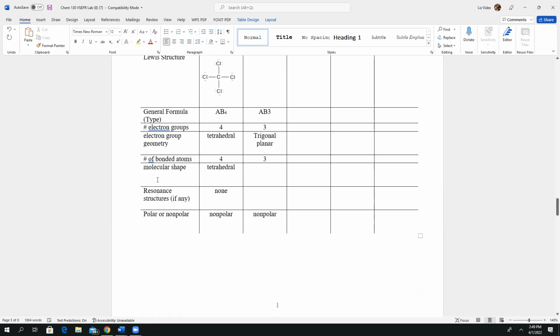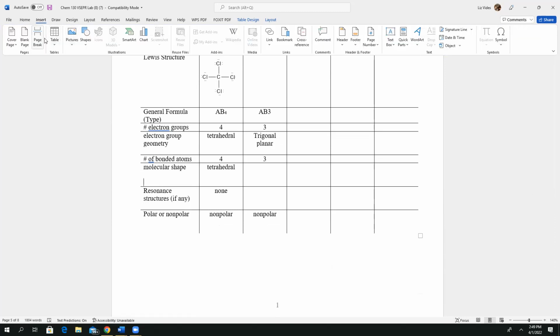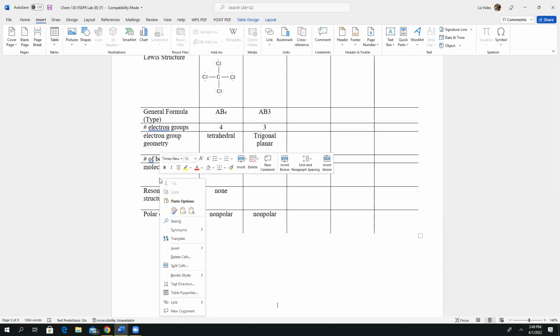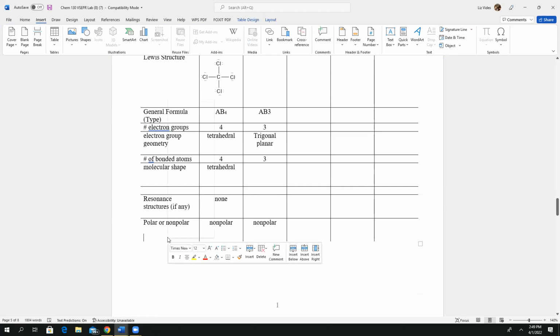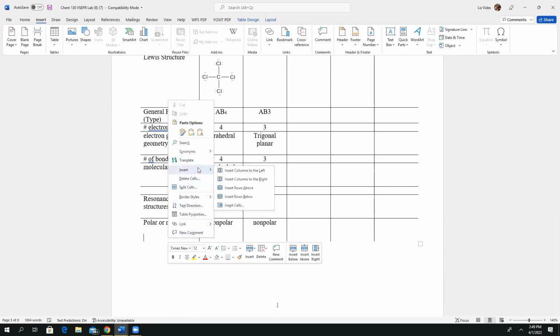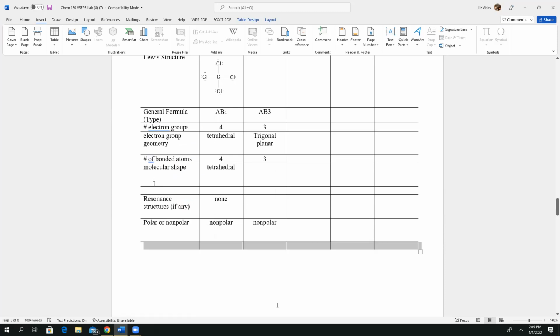We are going to insert a little bit more stuff in here. We're going to do a bond angle here. Let me insert that. I don't know why I gave you guys this one. I meant to give you a different one. Okay, so we're going to insert rows below and insert here rows below too. Okay, so this is going to be the bond angle. For this one, it's 120, because it has no resonance, right?